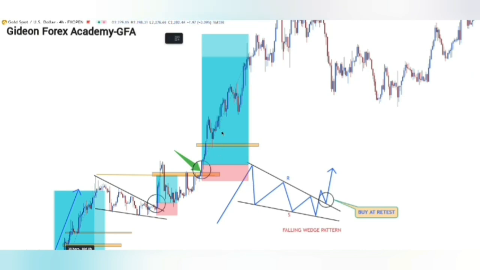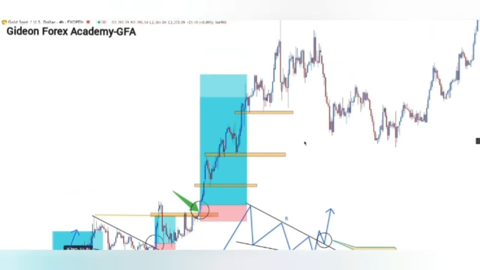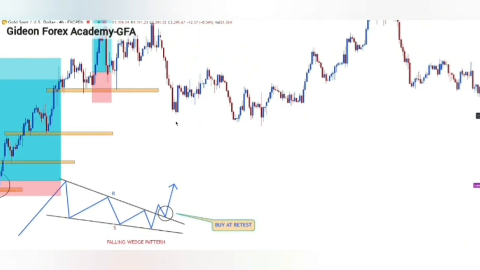At every retracement you are placing your buy order. At every retracement you are placing here, you're placing there. You are entering your trades there. At every retracement you are stacking your buys. All right, so at this point here we see a support level.